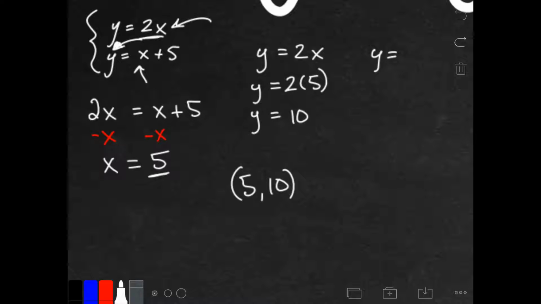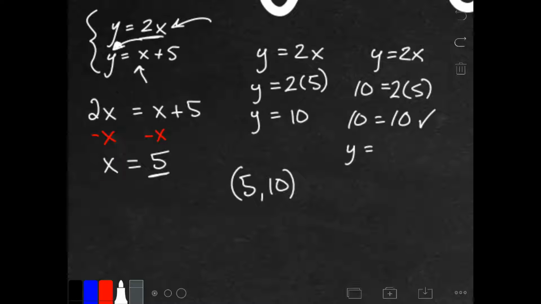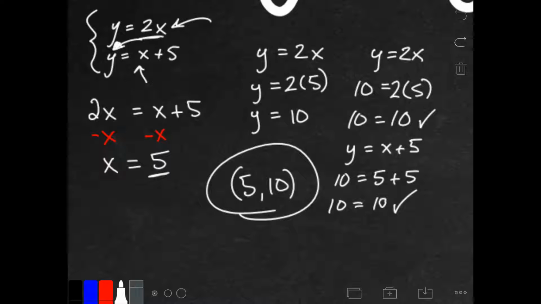So y equals 2x. What is y? 10. And it is equal to 2 times x, which is 5. Well, 2 times 5, we get 10. Does 10 equal 10? Yes, it does. But I'm not done yet. Remember, it has to work for both equations. So my second equation, y equals x plus 5. Y is equal to 10. We think that x is equal to 5. Let's go ahead and simplify. Does 10 equal 10? Yes, it does. Go ahead and circle your answer so your teacher can see.